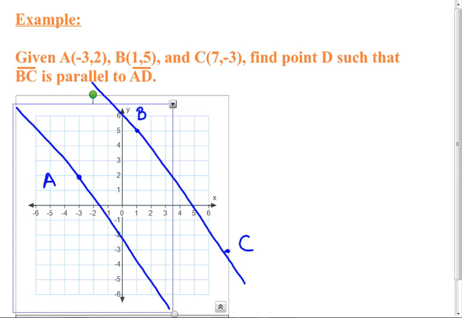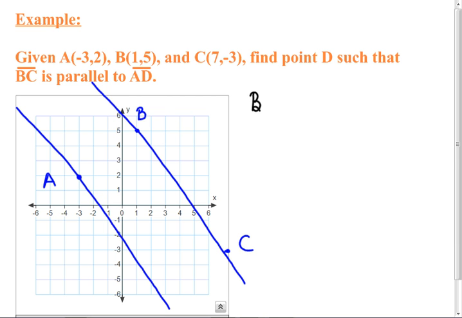Here's what you want to do, you guys. I have these 3 points. I want to find another point on this line. I want to find D such that it's parallel there. I need to find the slope of BC. Okay, first let's find that slope.